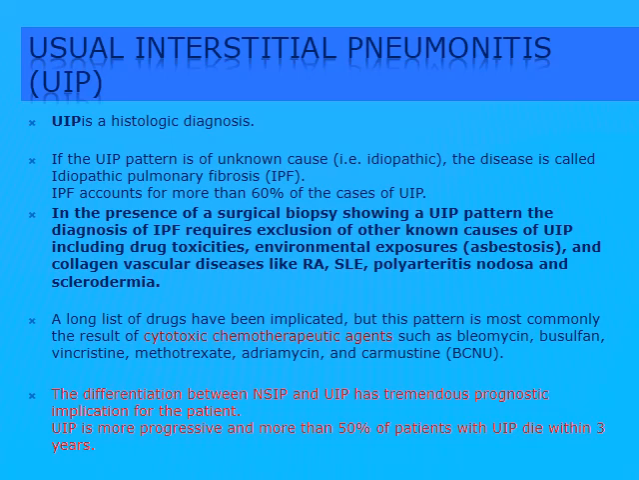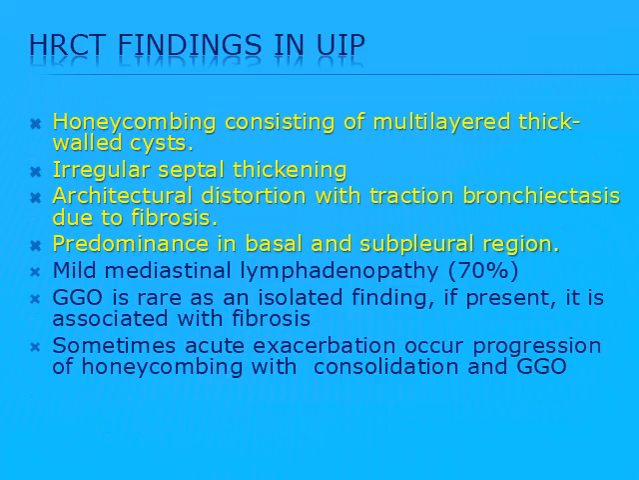UIP has a bad reputation because it is more progressive, and more than 50% of patients have short survival time. But recently there is a new drug that stops fibrosis in UIP. And this is important now to tell the clinician, is it UIP pattern or not? Because UIP now can have this treatment, which is very expensive, but it seems it has a promise in the future treatment. What are the high-resolution findings?